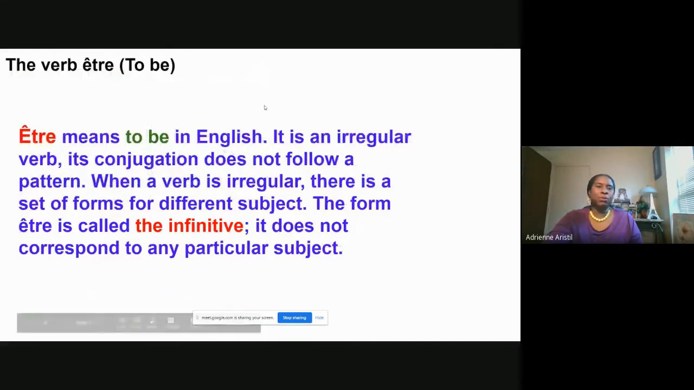Now we're going to talk about le verbe être. The verb être means to be. Être means to be in English. It is an irregular verb, its conjugation does not follow a pattern. When a verb is irregular, there is a set of forms for different subjects. The form être is called the infinitive. It does not correspond to any particular subject.